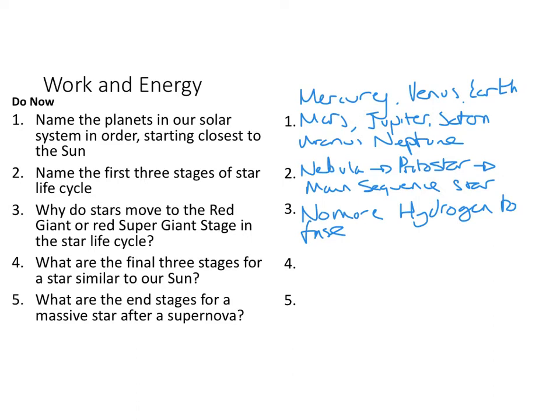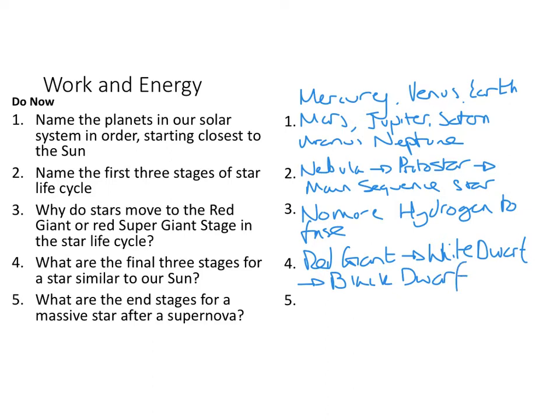What are the final three stages for a star similar to the sun? After it's been a main sequence star, it will go on to be a red giant. Following that, once it's fused everything up to iron, so it's formed its iron core, it will collapse, heat up, and become a white dwarf. Then it will start cooling because there's no generating of heat, and it will slowly become a black dwarf. It's no longer producing any radiation, so it cools down. We can't see it.